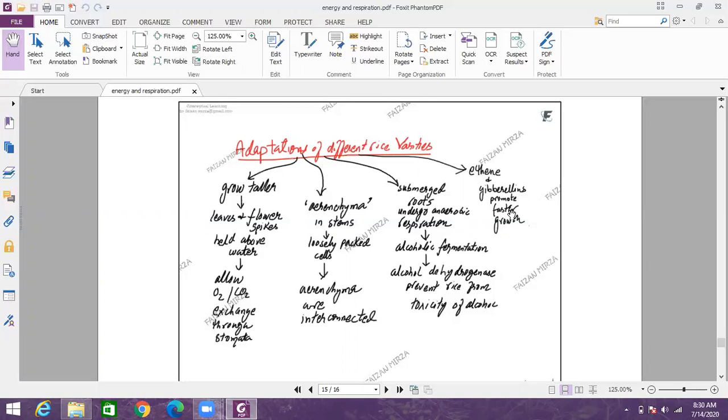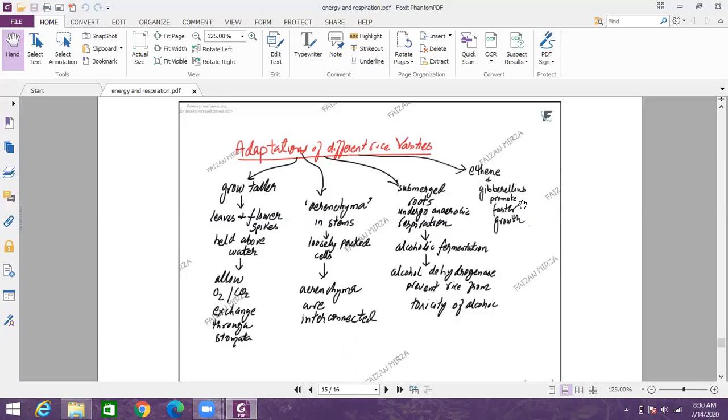But for now, just learn that ethene and gibberellins, these are two plant hormones. They promote faster growth. So these are the four main things that you need to keep in mind regarding adaptation of different varieties of rice, which allow rice to grow tall in paddies.